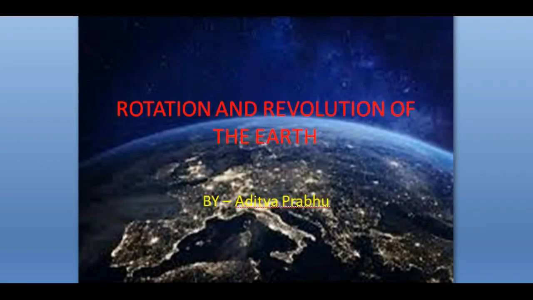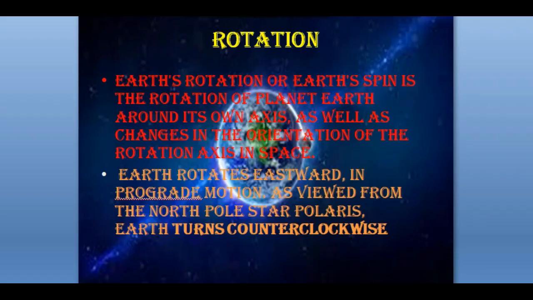Everyone. So today we are going to discuss the topic rotation and revolution of the Earth. So what is rotation? Basically, rotation or the Earth's spin is the rotation of the planet Earth around its own axis as well as the changes in the orientation of the rotation axis in space. Earth rotates eastwards in prograde motion. As viewed from the North Pole star Polaris, Earth turns counterclockwise.